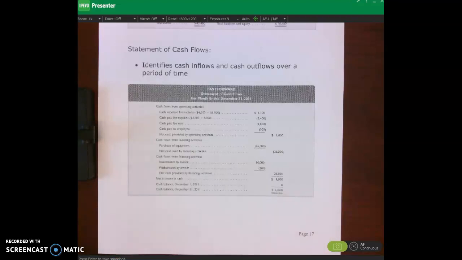Okay? And again, we will talk about statement of cash flows in Accounting 102, but I did want to just introduce you to it at a very high level here in Chapter 1, okay?